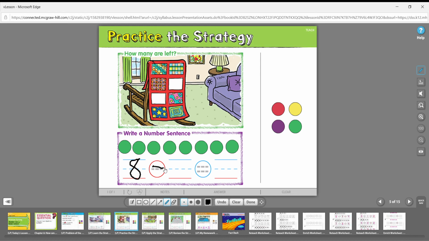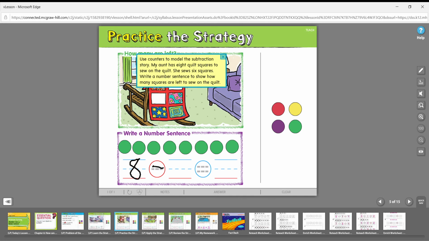Minus, all right, let's see what happens next. Minus, she sews 6 squares. How many squares are left on the quilt? She sews 6 squares. So let's cross out 6. 1, 2, 3, 4, 5, 6. That's why I'm writing a 6 there. How many are left? 8 minus 6 equals, how many are left?